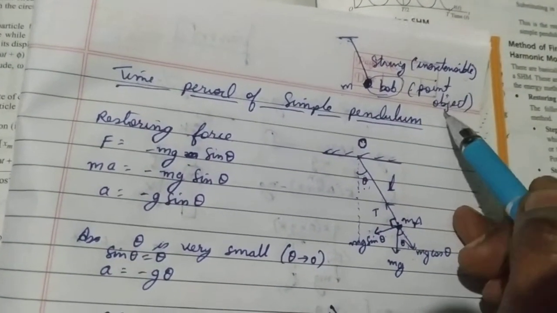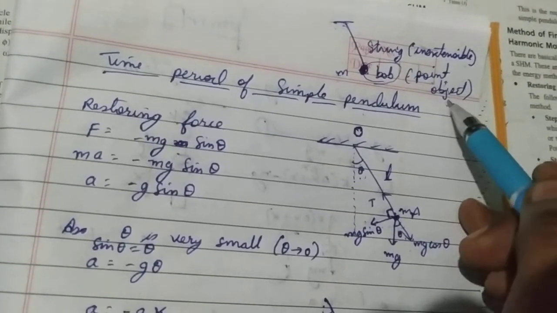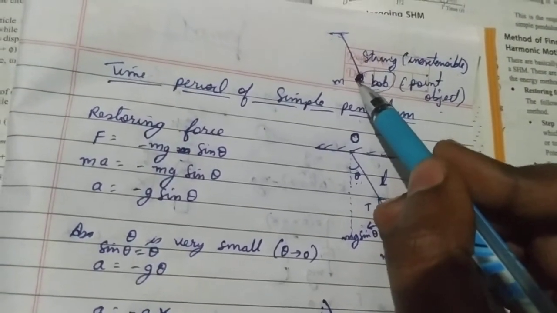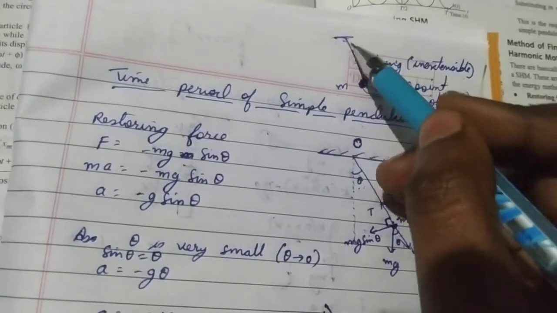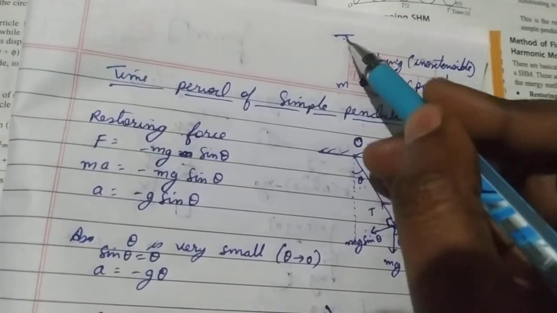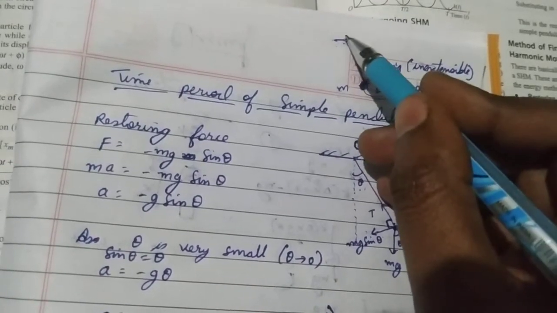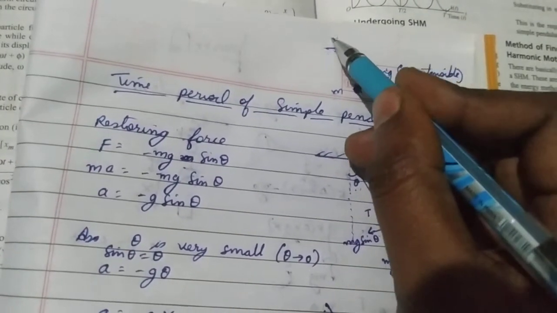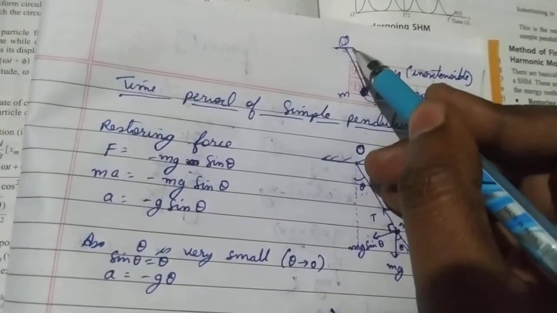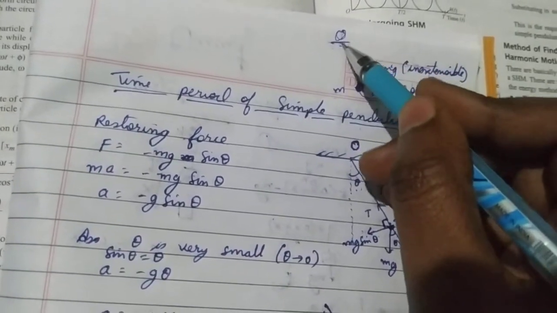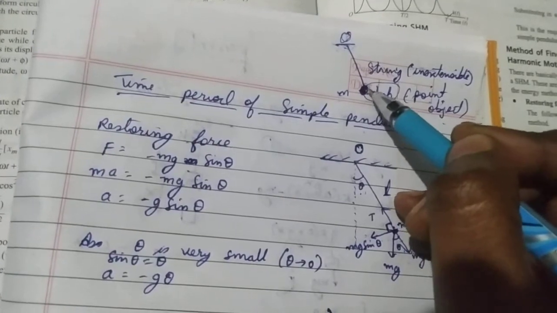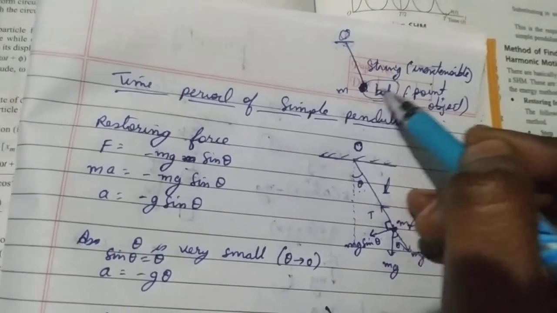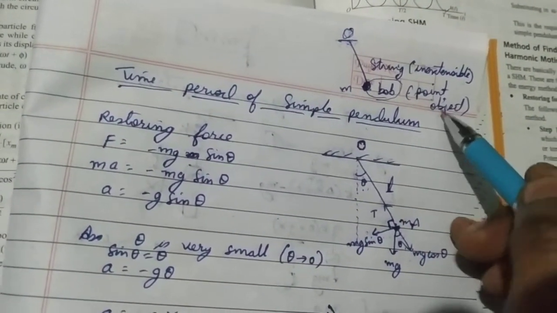You know what in physics what is point object? The point object is the one which has the dimension very less than the dimension of its distance from a certain point. Suppose it is attached to a point O. So if this dimension is very large, then the dimension of this bob must be very small. So we call it a point object or point mass.